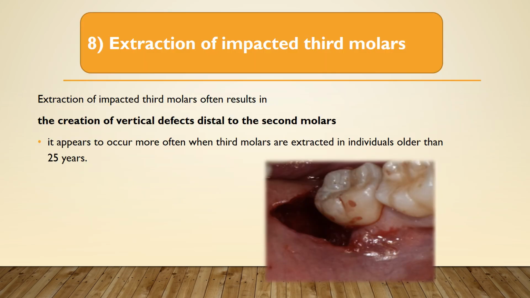Okay. Coming to the extraction of impacted third molars. How can extraction of impacted third molars result in periodontitis? It can create a vertical defect distal to the second molars, adjacent to the area. It appears to occur more often when third molars are extracted in individuals older than 25 years. If it is not getting proper care, this can again lead to food impaction, food retention, and it can lead to periodontitis.